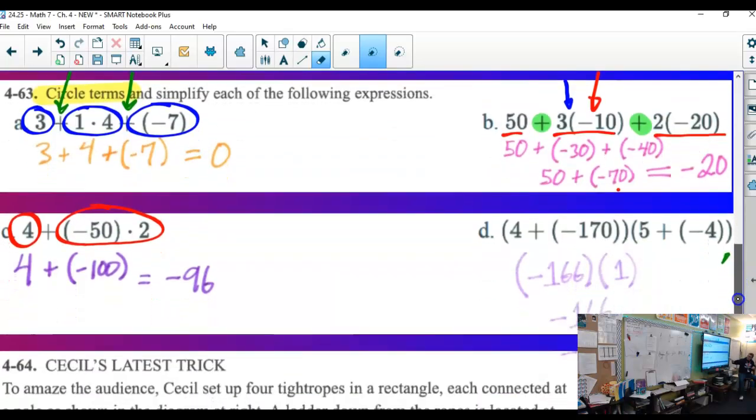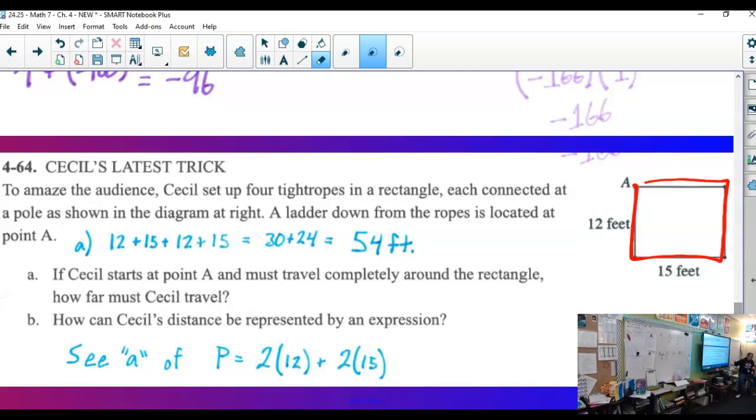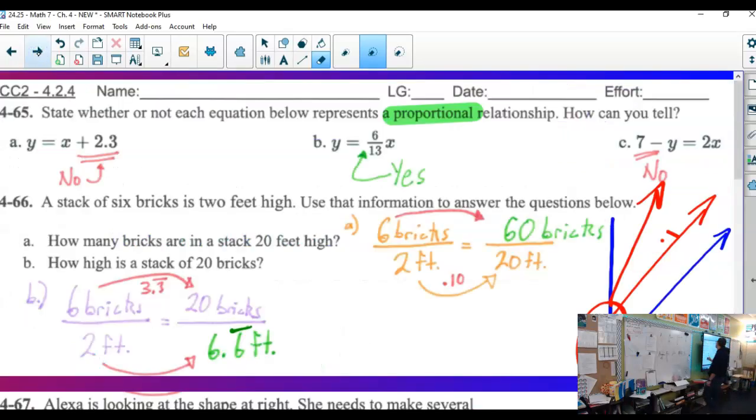Other questions from the front? And then the next page is the back. But there's the rest of the questions for the front if you need to go check answers.